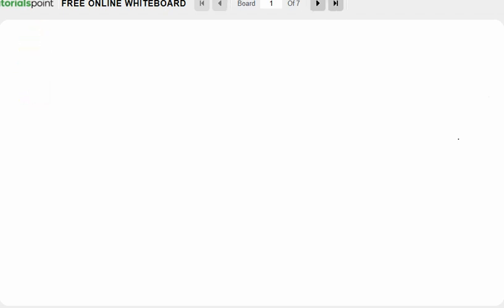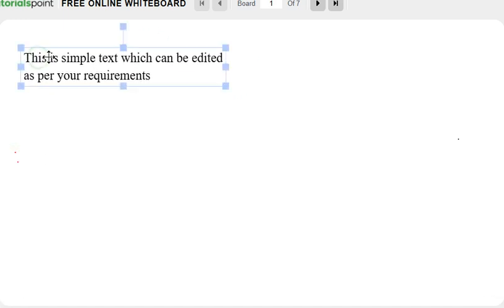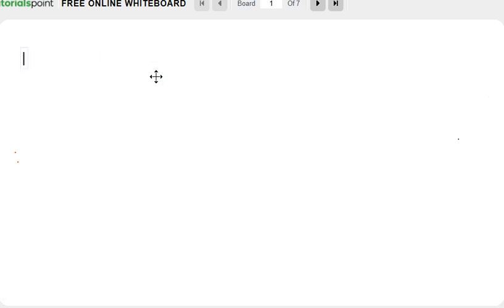Sorry for my handwriting. Yes, gravitation, force of gravitation, basically.